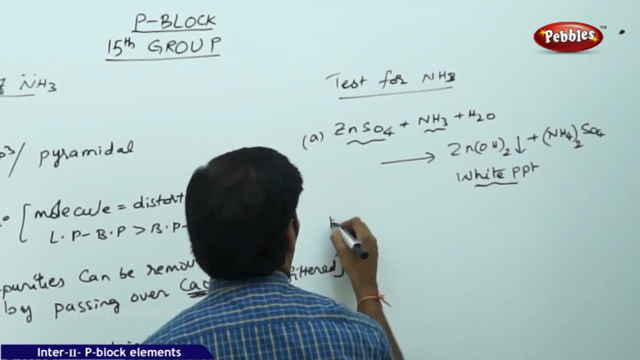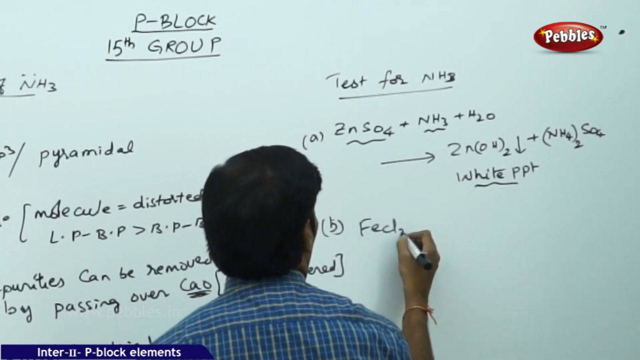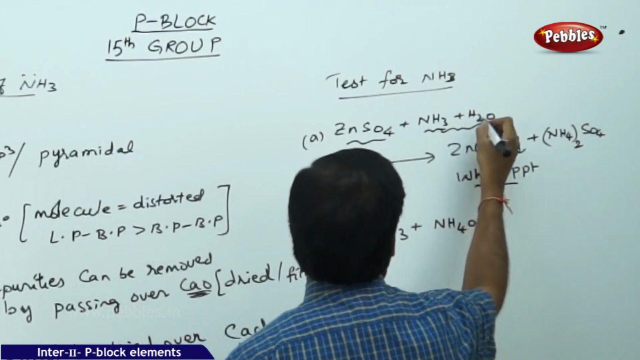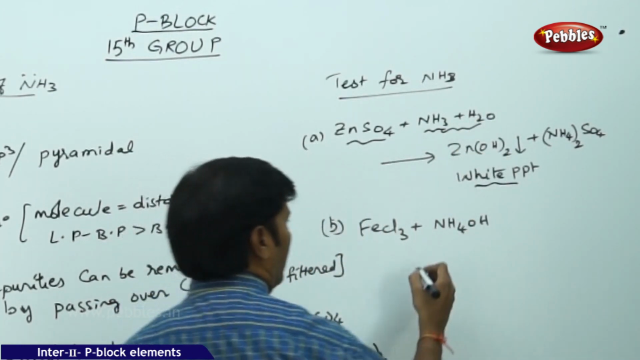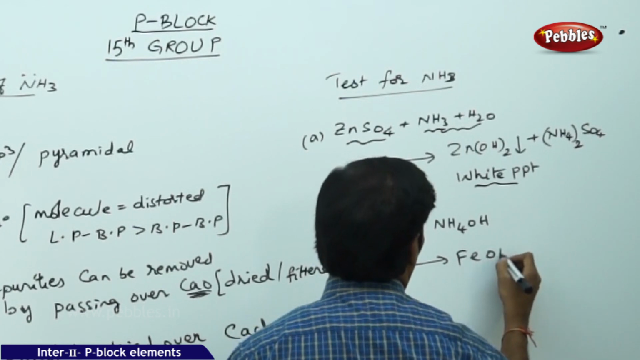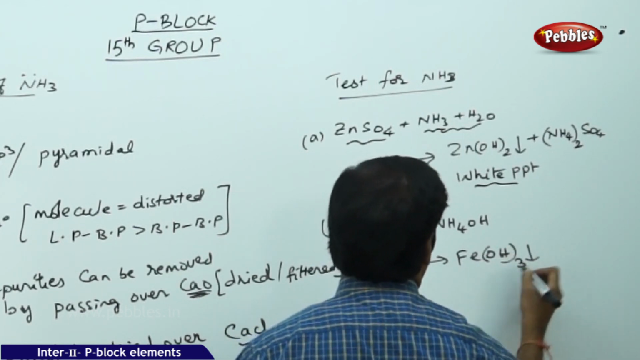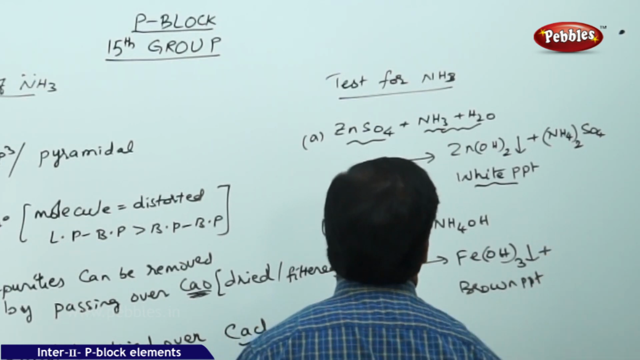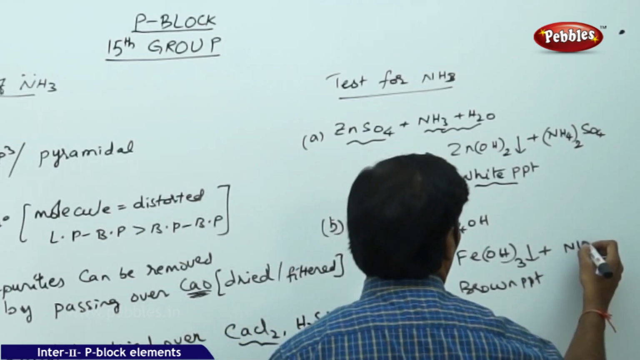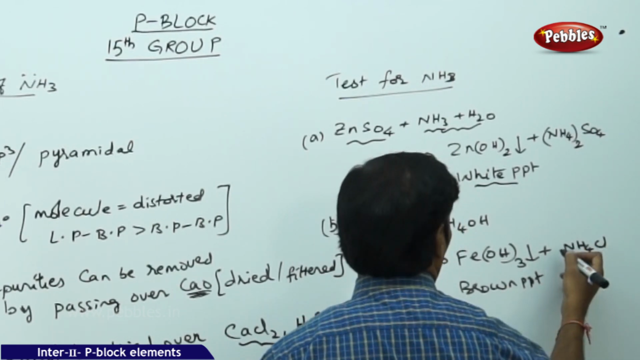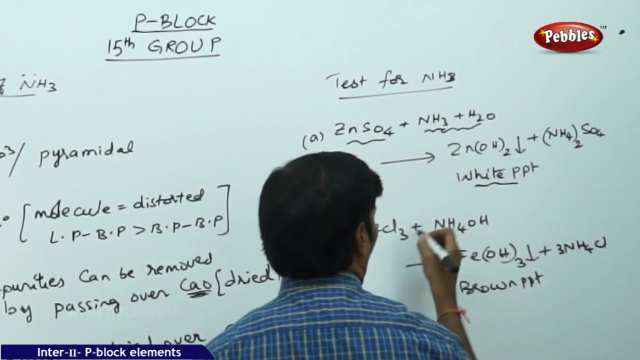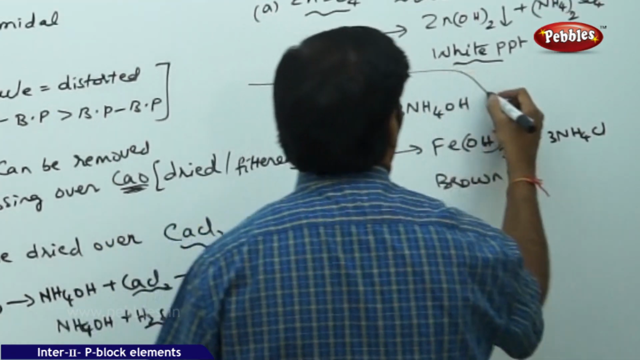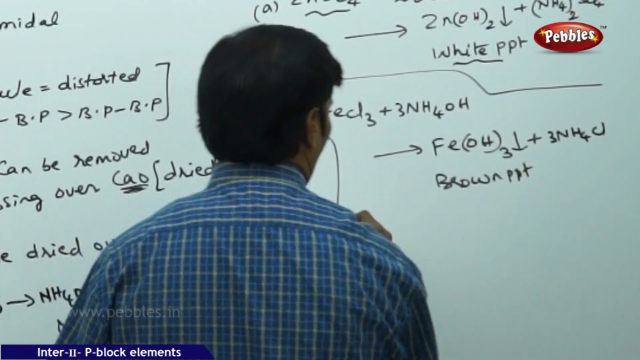Then go for ferric chloride. When ferric chloride reacts with ammonium hydroxide, because ammonia dissolved in water is ammonium hydroxide, it forms ferric hydroxide, a brown precipitate, and ammonium chloride. So take 3 here and 3 here. It forms a brown precipitate. Two tests are completed. Then we'll go for one more.